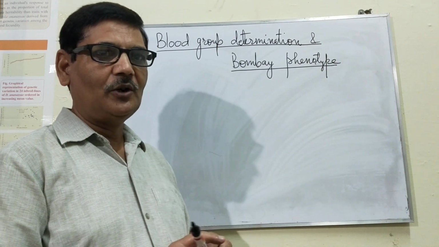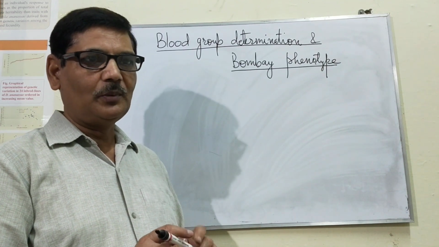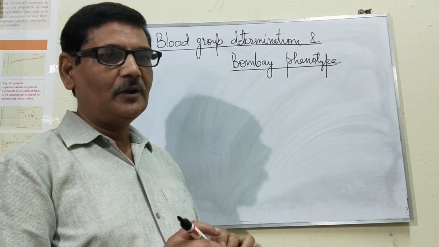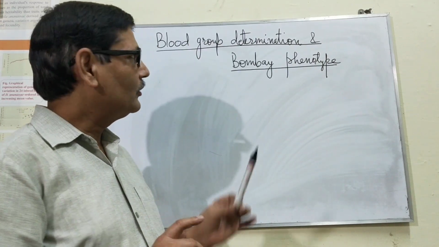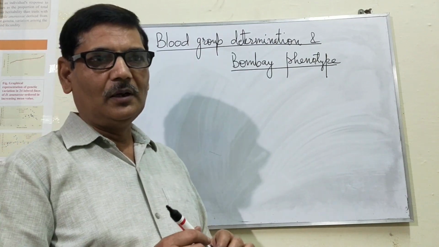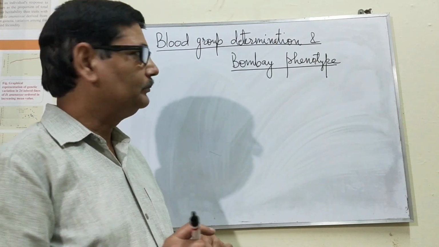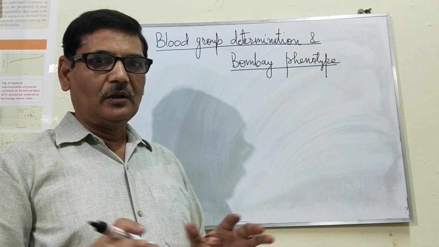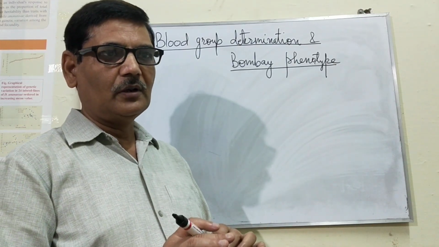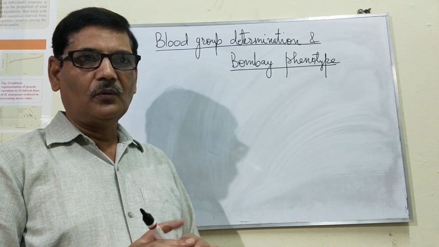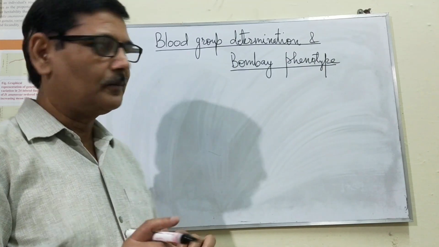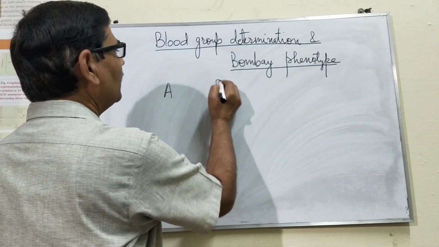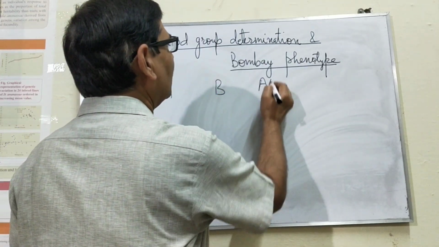With the help of this video, I want to explain how human blood group is determined, and also I will talk on a phenomenon that is Bombay phenotype. We all know that the entire human population can be divided into 4 different blood group types, that is individuals with blood group A, B, AB and O.